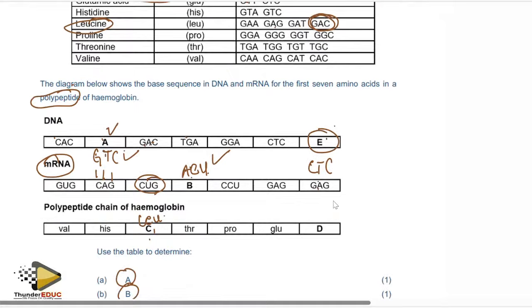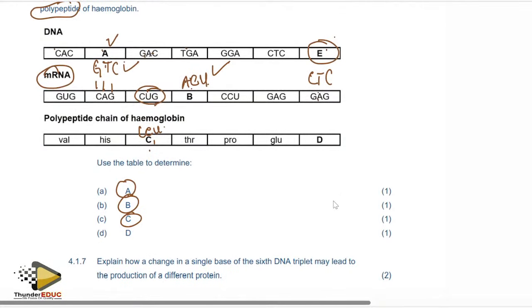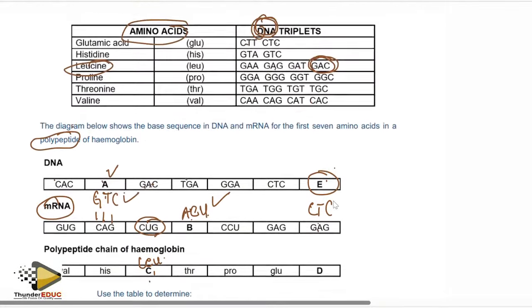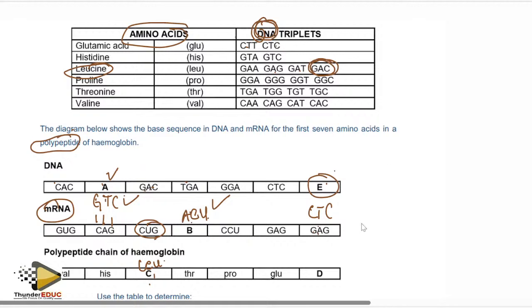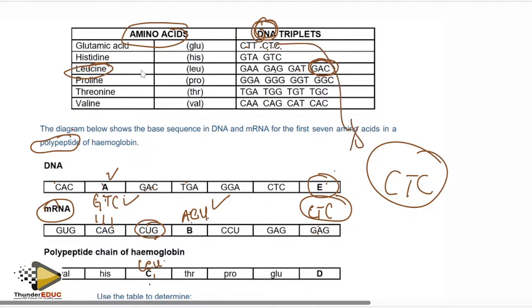Yes, so basically that is it. And then lastly, D. Now remember this is DNA, so you're going to have to use this: CTC. Yes, that's the one which is glutamic acid. So that's how you translate.